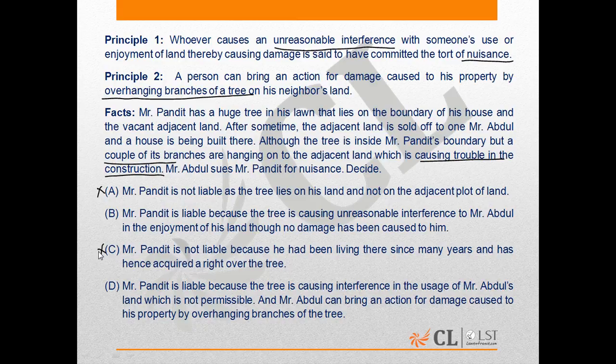Now, option D says that Mr. Pandit is liable because the tree is causing interference in the uses of Mr. Abdul's land, which is not permissible, and Mr. Abdul can bring an action for damage caused to his property by overhanging branches of a tree. So you can clearly see that option D is clearly stating the reason which is given in the principle. Therefore, the correct answer would be option D.